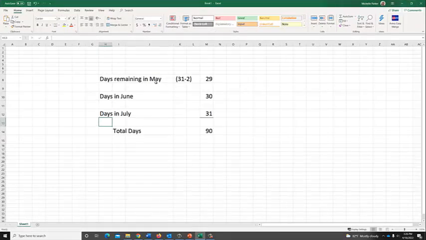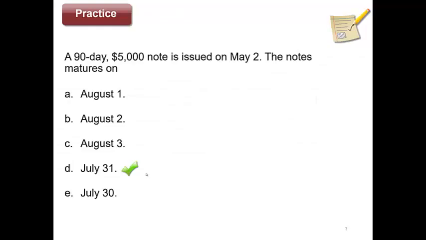So we started on May 2nd. There are 31 days in May, and 2 have passed. So that leaves 29 days left in May, and then the next month is June, and it has 30 days. And then the next month is July, it has 31 days. So if we stop to add up our days to see where we are, we're already on day 90 of the note. So July 31st is going to be the due date of our note.